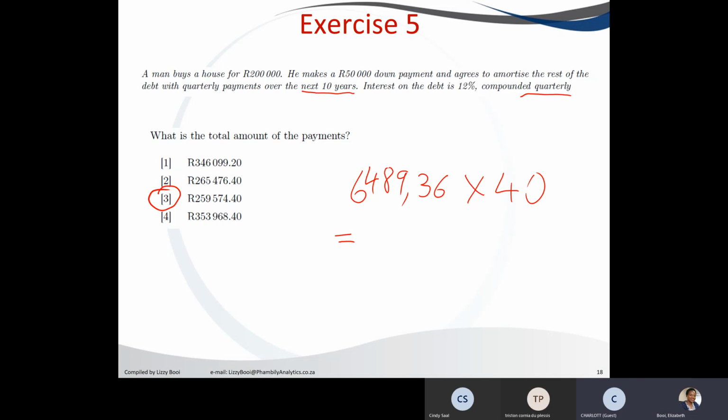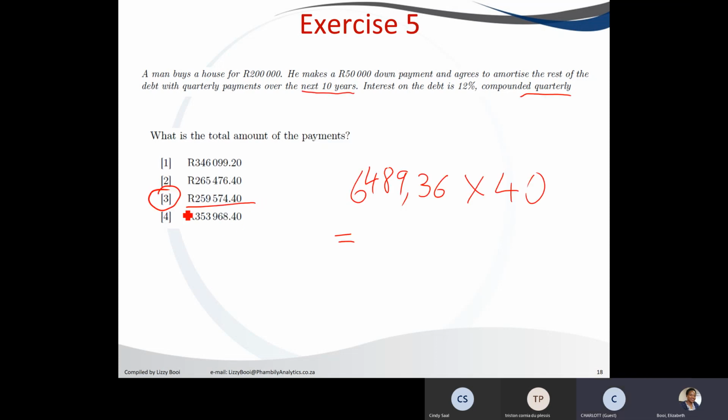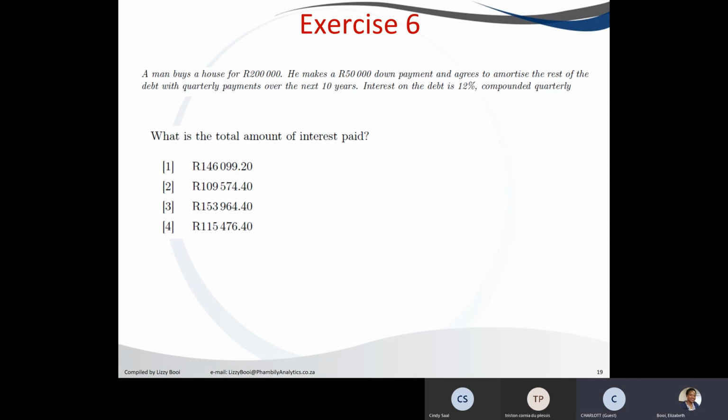That was the easy one. Now they want to know how much total interest was paid. So now you know what the total payment is. You know that total payment, which is your future value, which you calculated now, which is 574.27.